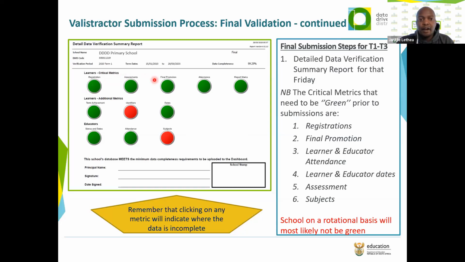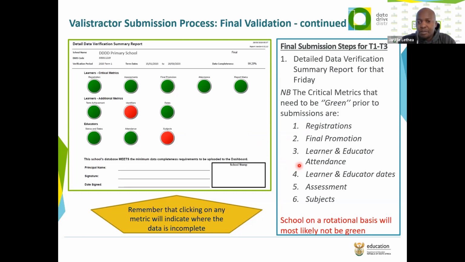And then we have assessments. Let's talk about them according to the order that they appear here. The second one is final promotion. It is this metric here. Why do we say it needs to be green? Because it is speaking to the promotion from last year, in 2020. So if promotions were done on SASAMS, not manually, then this one will be green by default, if we followed SASAMS during the promotion process in 2020.